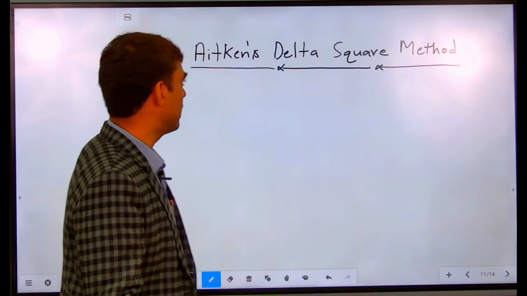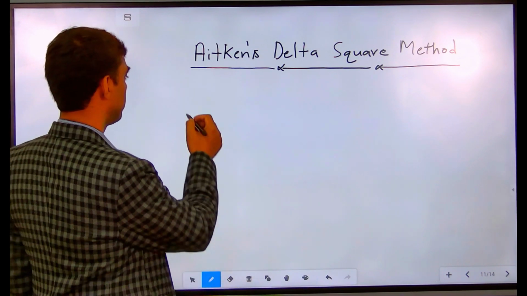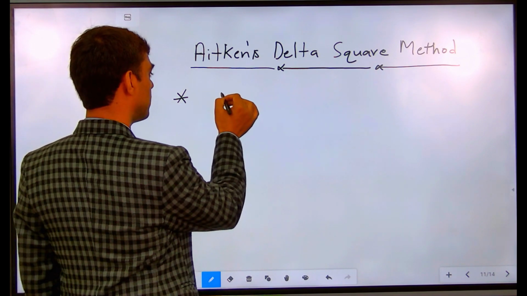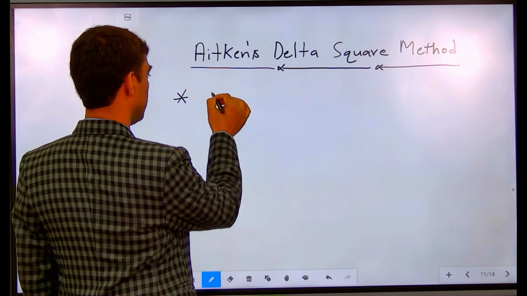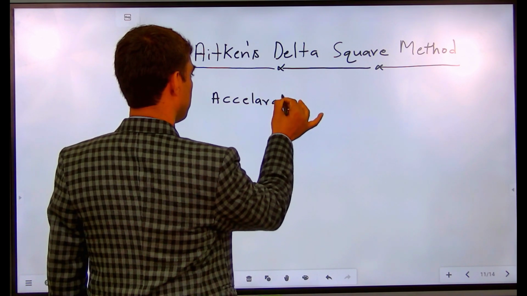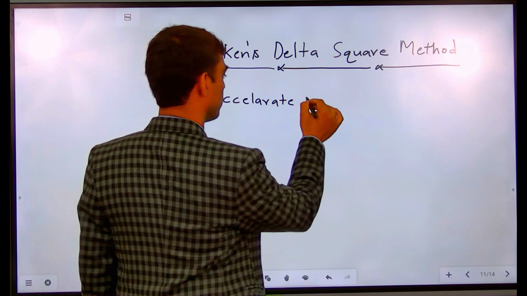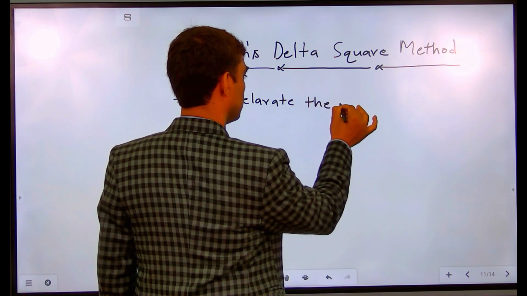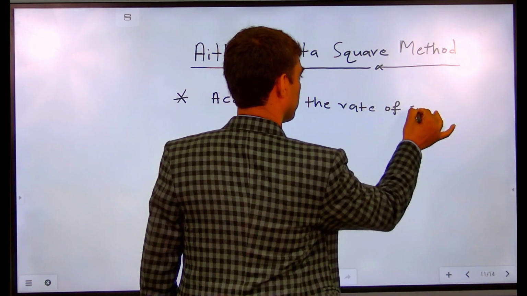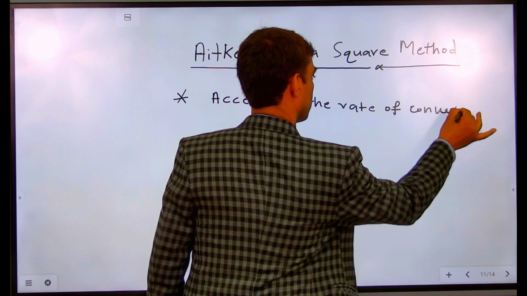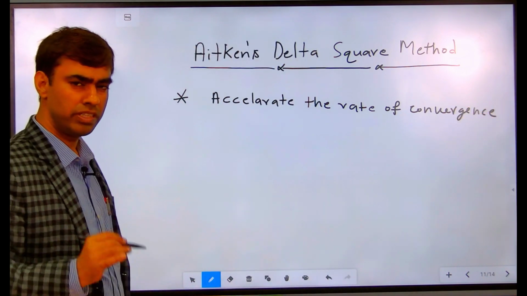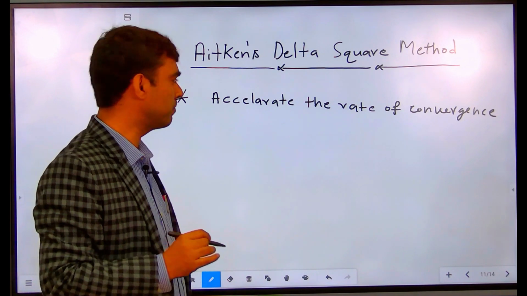So, what will happen in Aitken's delta square method? We improve the rate of convergence, meaning we accelerate the rate of convergence of any iterative method. Now here we focus on what? Here we focus on the fixed point method.